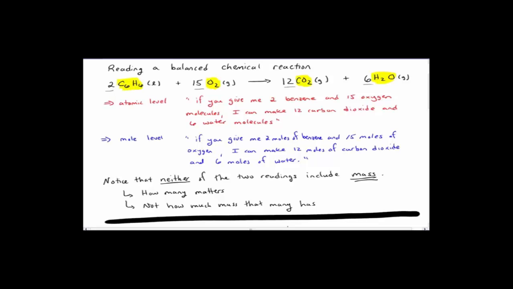If we read this on the atomic level, this says if you give me 2 of these benzene molecules and 15 of the oxygen molecules, then I can somehow make these produce 12 carbon dioxides and 6 waters. So if you give me 2 molecules and 15, I can make for you 12 and 6. The way I'm going to do this, I have to rearrange, break bonds and make new bonds. You can imagine a whole bunch of molecular model kits sitting in front of us, 2 benzenes, 15 oxygens. We'd have to break some bonds and then put them back together to make the new bonds.